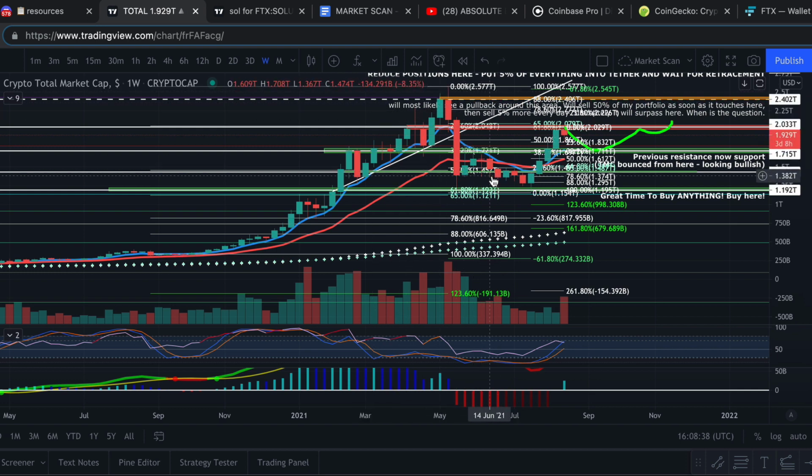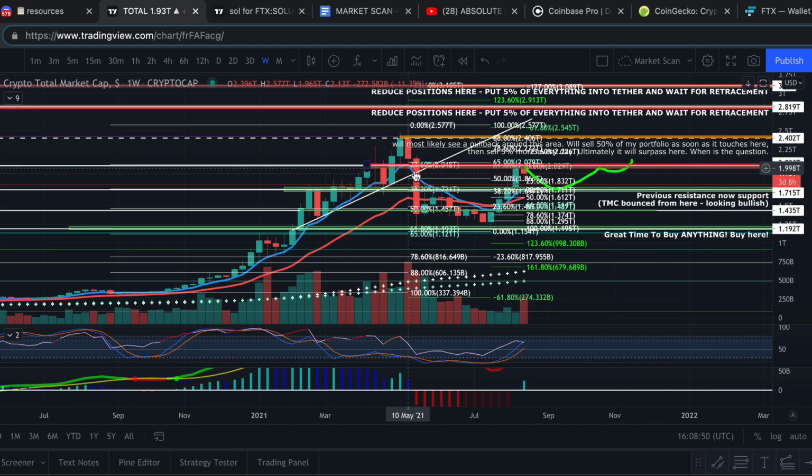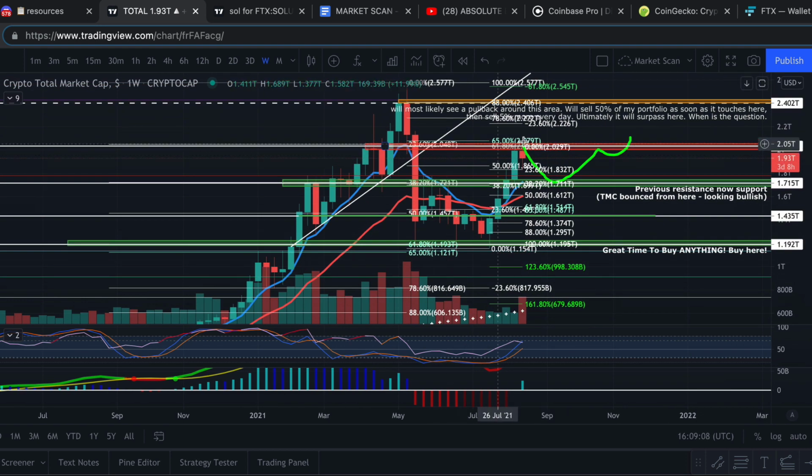And then we crashed, of course, all the way back down to, what do you know, the 61.8 golden ratio, 1.2 trillion. Great time to buy anything, buy here. I wrote this out when we were all the way up here, and got in. This is one reason how I was able to call the bottoms and get in at the bottoms, because of the total market cap. I looked at this and I was like, damn, 61.8, we're definitely going to bounce from here. We did. And what do you know? We came all the way back up to the 61.8 Fibonacci from the top to the bottom.